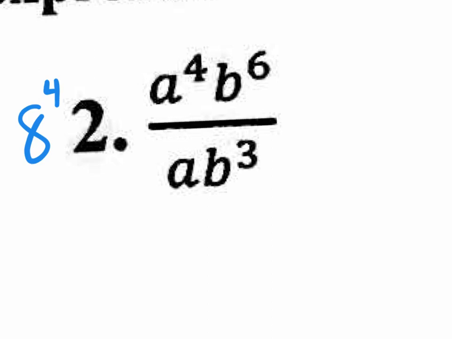It's rule 7 on the board. You have A's on top and A's on the bottom. So 1 A cancels out with one of these. You're going to have 3 A's left. There's 3 B's on the bottom and 6 B's up on top.